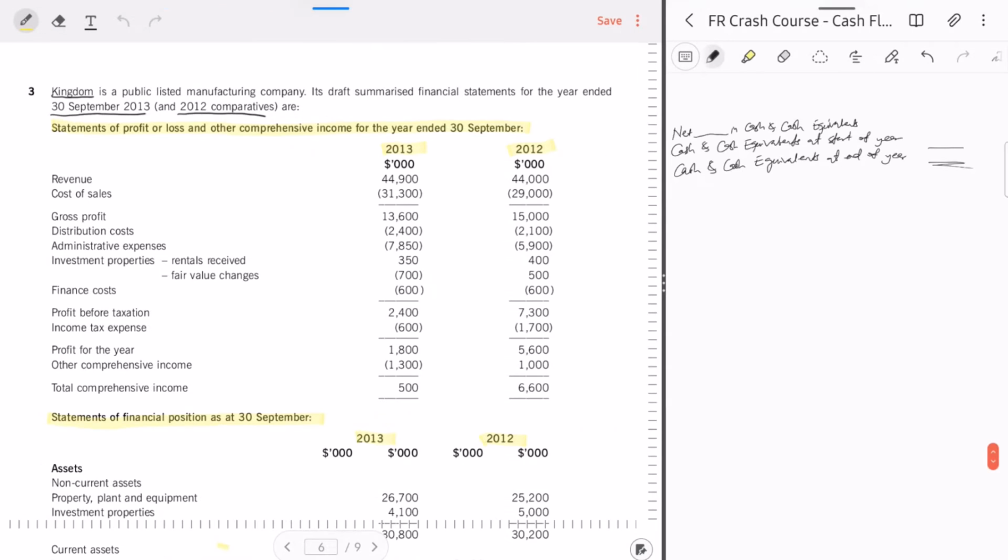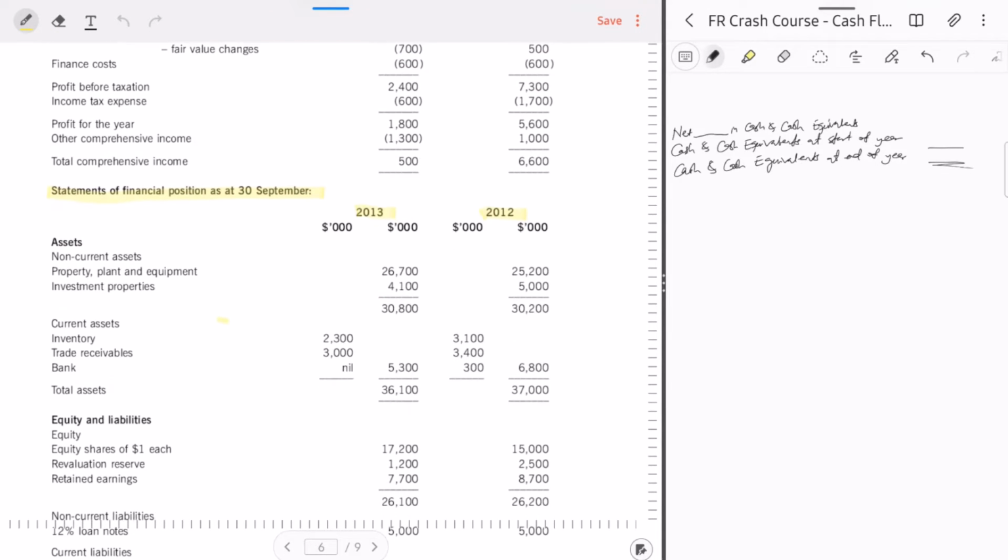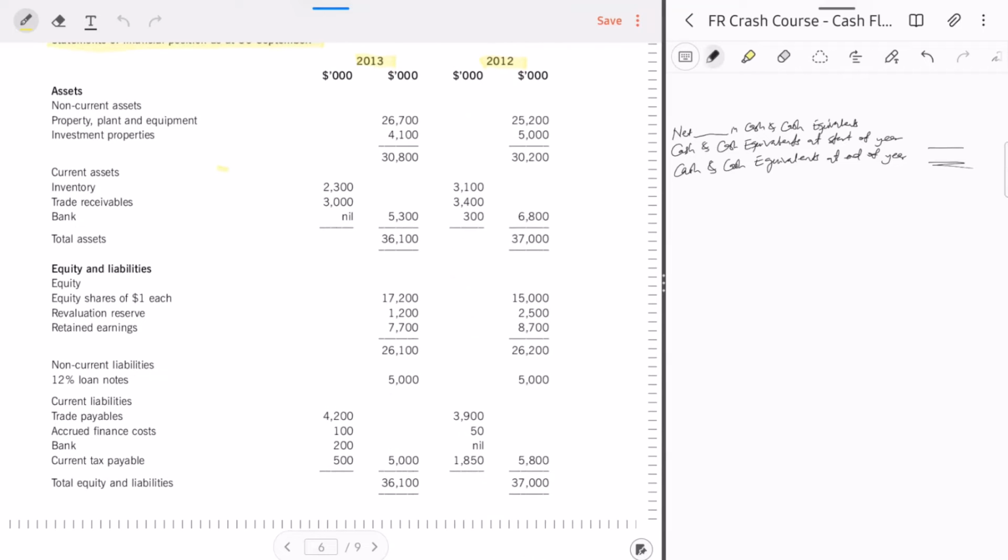I mean, the question they gave us. So please watch carefully. Come to the balance sheet. And I like this question because it introduced the twist that you may not get in some questions. This is the perfect scenario. Look under your current assets. Can you see bank? For 2013, bank is what? Nil. But for 2012, bank is $300,000. So it means that they had a bank balance of $300,000 in 2012. 2013, the balance was zero.